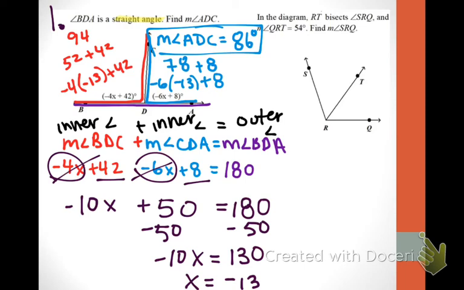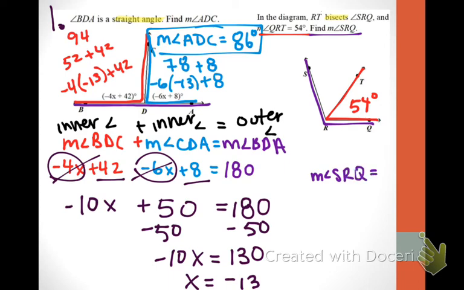Okay. This last one, Michael, can you read us the directions? In the diagram, RQ bisects angle SRQ and measure QRT equals 54 degrees. Find the measure of SRQ. Perfect. So what is the most important word in those directions? Bisects. Go ahead and highlight it. So we know we're dealing with bisected angles. We also know the measure of QRT is 54 degrees. We want to find the measure of SRQ.